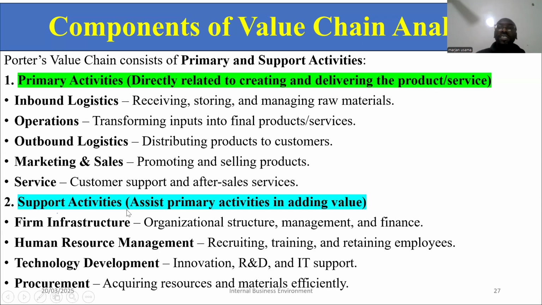Then the support activities assist primary activities in adding value. They are not related directly to the production, but they are assisting. So these two normally work together to do what? To always ensure that our margin is big.